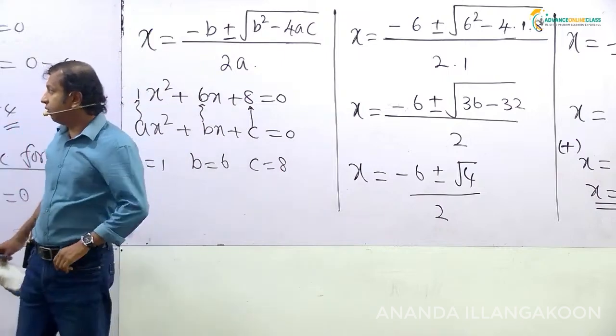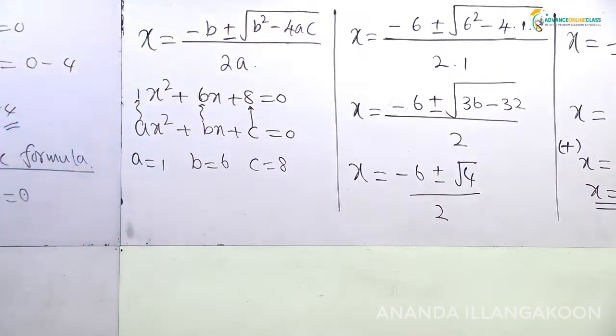Yeah. Third one is, people, write down, the third method is completing the square.